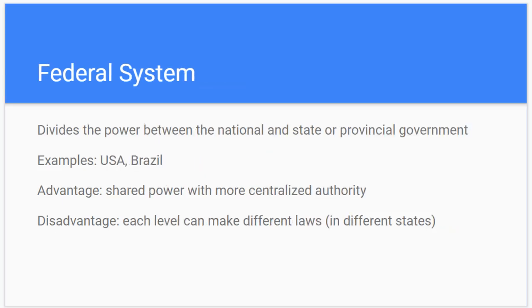Next is a federal system. This is dividing the power between the national and the state or the local governments. Examples are the United States and Brazil. The advantage is it's shared power with more centralized authority, but the disadvantage is each level can make different laws in different states. So the United States creates the Constitution, and all the laws from the federal government must be followed by the states. If not, there's going to be a lawsuit, and somehow federal funding could be cut for those states. In that sense, then all the states have to do is provide their own laws that are more specific as long as they do not violate the federal or national government's laws and regulations in the Constitution.